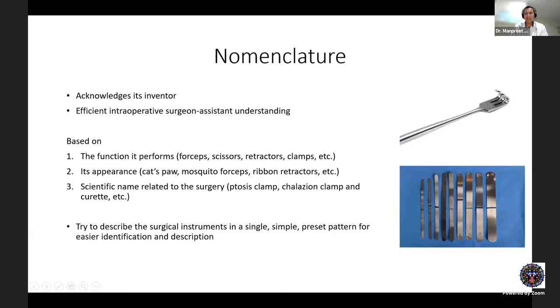So what about the nomenclature? Why should we try to name the instruments? It acknowledges its inventor whenever we name it. We handle them on a daily basis, so it's not a bad idea to acknowledge them. And it actually improves the surgeon-assistant understanding.